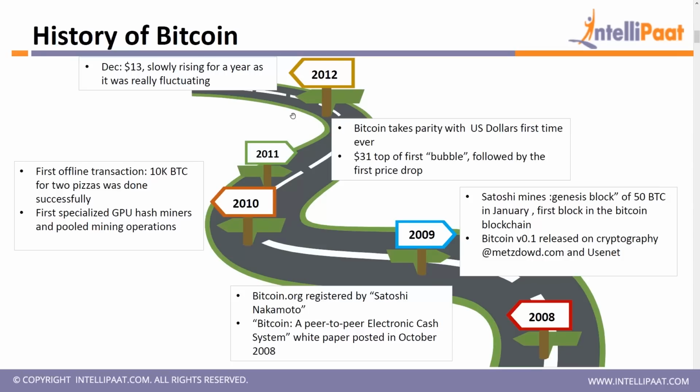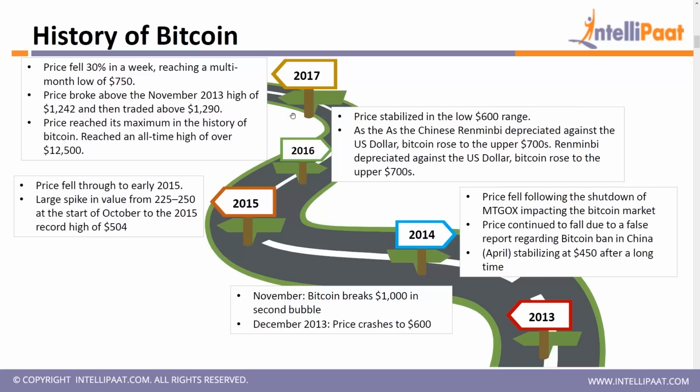$31 was the top of the first bubble, followed by the first price drop. In December 2012 it was $13, slowly rising for a year as it was really fluctuating. So during the history of Bitcoin it kept fluctuating, yet kept creating history in the financial market and showing people the strength of blockchain. In November 2013 Bitcoin broke $1,000 in the second bubble. It was a peak for Bitcoin currency, but sadly in December 2013 prices crashed again to $600.